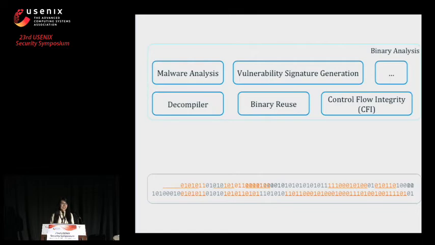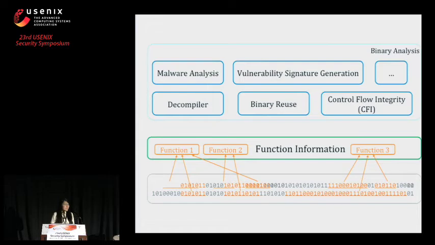There are many kinds of binary analysis in the world. For example, malware analysis, vulnerability signature generation, decompilers, binary reviews, control flow integrity, etc. Many of them need function information. For example, the decompiler published last year at the USENIX Security conference needs function starts to decompile and construct the control flow graph for each function.